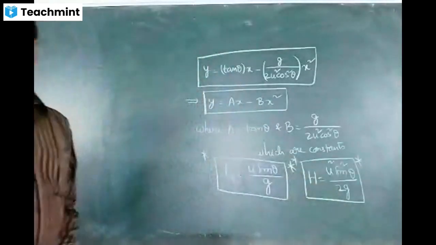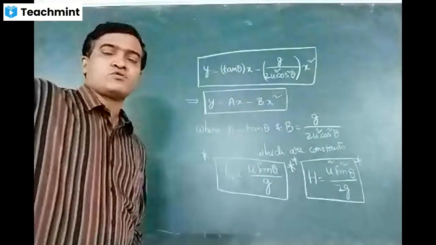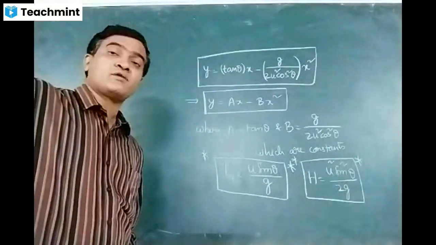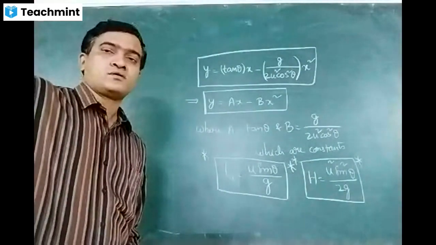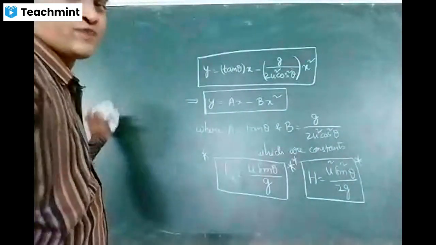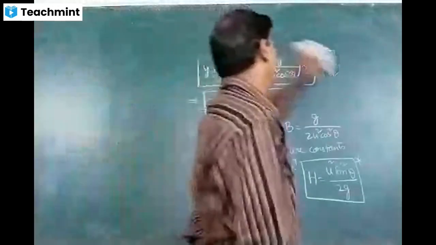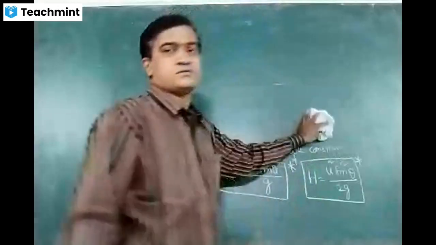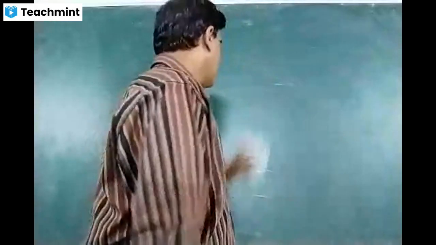Okay. Now we need to discuss time of descent and one more, time of flight, and then range. We have three things that need to be discussed: time of descent, time of flight, and range. Right? Now let me draw the diagram again.